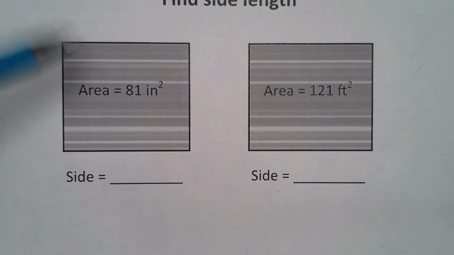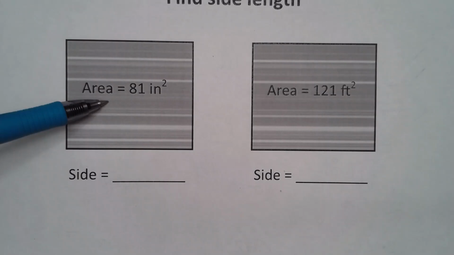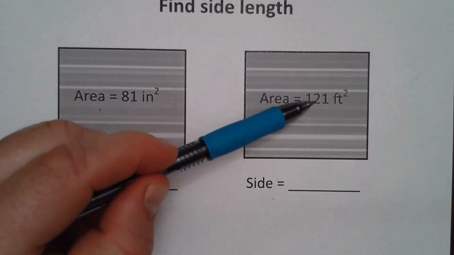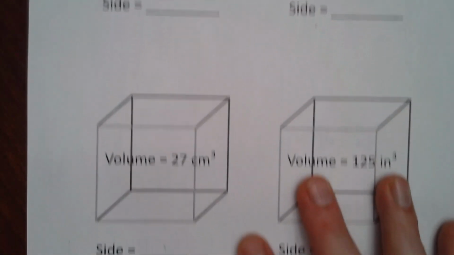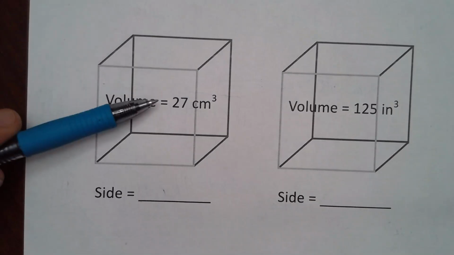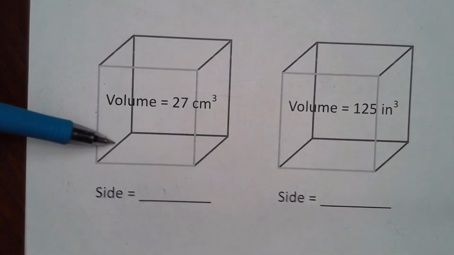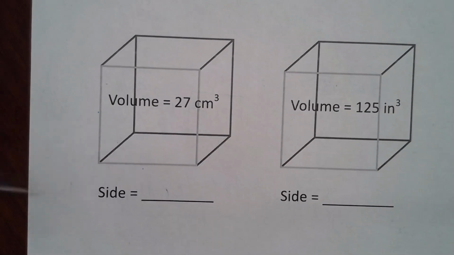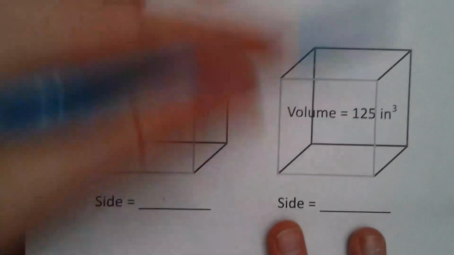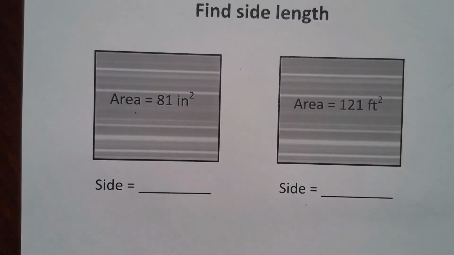I want you to try this. What times itself gives us this area? And these cubes. Ooh. What times itself 3 times? Because how do you find the volume of a cube? Side times side times side, or length times width times height, if you will. Okay, pause the video. 4 of these.